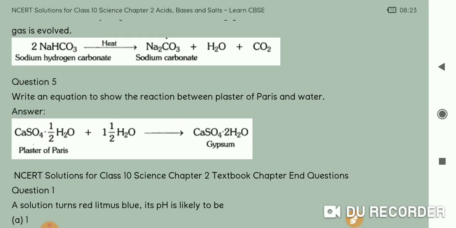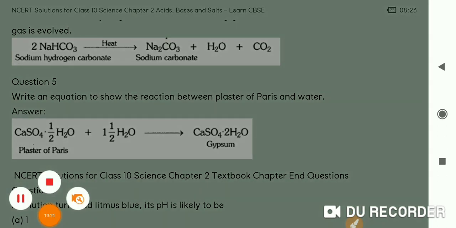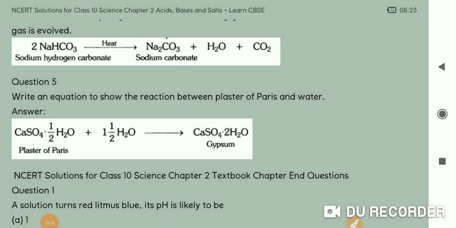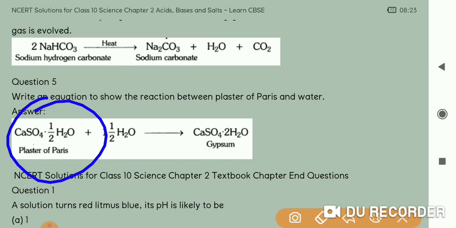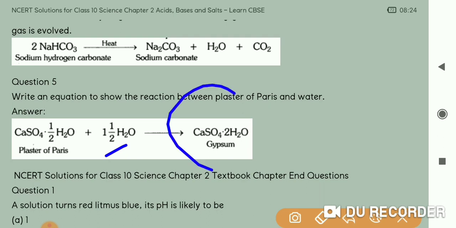Question number 5, write the equation to show the reaction between plaster of Paris and water. Now plaster of Paris and water react to obtain gypsum. Plaster of Paris is calcium sulfate hemihydrate. When it reacts with water, it absorbs the water which was lost during its formation, and it again produces gypsum. Okay, calcium sulfate dihydrate, CaSO4 2H2O, that is gypsum, is formed again.